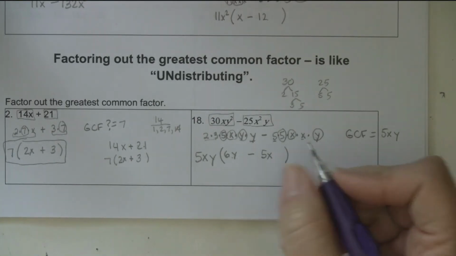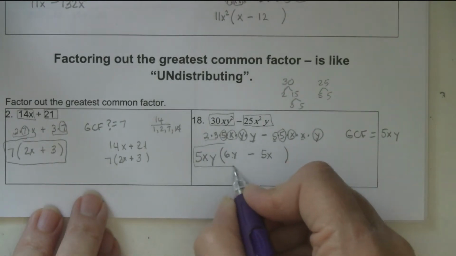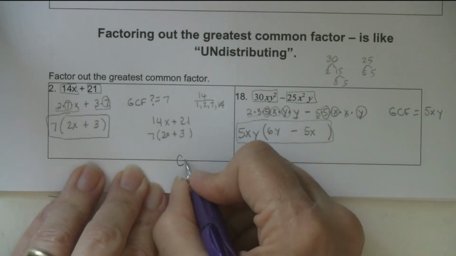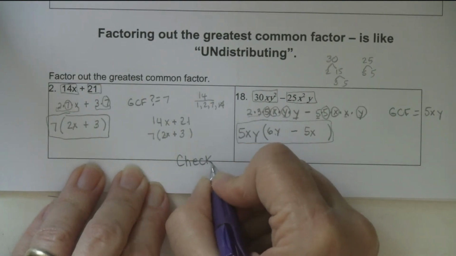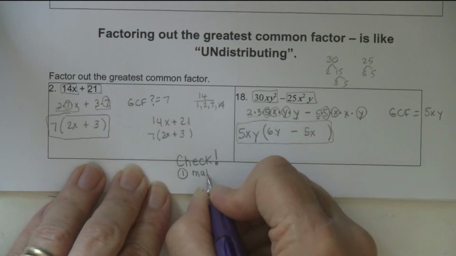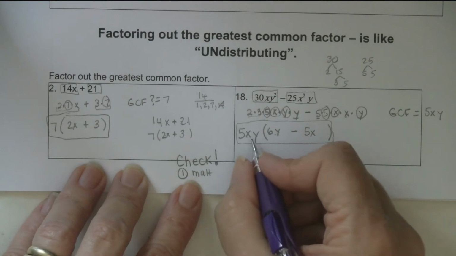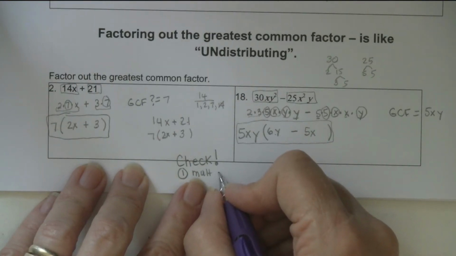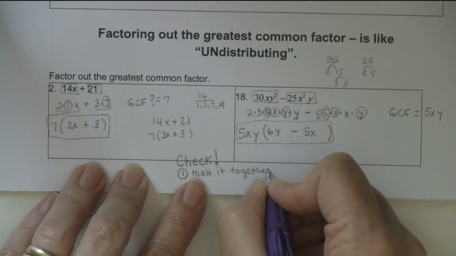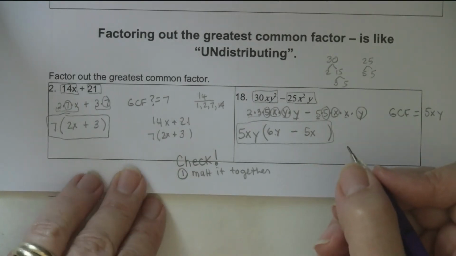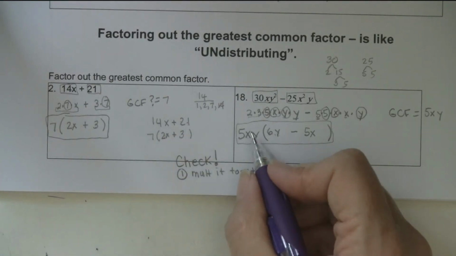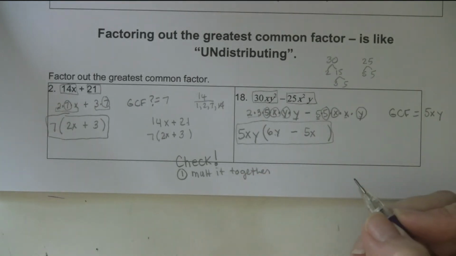Now, this is my answer, but to make sure that my answer is all done, there are 2 ways that you check. Number 1, you multiply it together to make sure that it's what you started with. So there are 2 things you have to do to check. You multiply it together to make sure that it's what you started with. So it's what I started with.